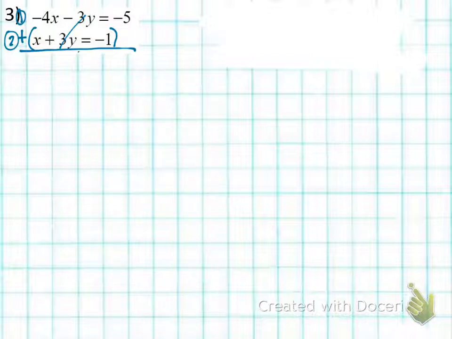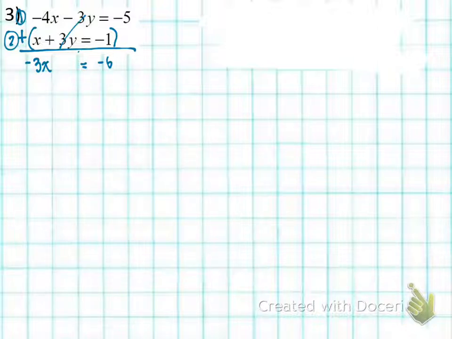We got negative 4x plus x is negative 3x, okay? You're working along with me, okay? The y's got eliminated. They went bye-bye. And then we got the equal sign. Negative 5 plus negative 1 is negative 6, good. Then we want to solve for x.